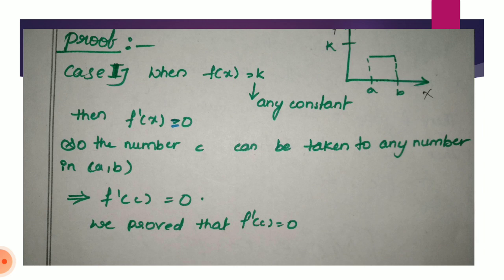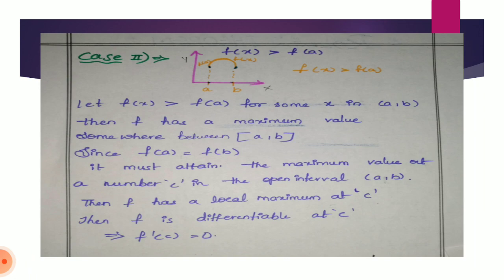Let's move to the second case, that is f(x) greater than f(a). Here we draw a diagram. Let's suppose that f(x) is greater than f(a). What does it mean? The curve has points at a and at b. Let us suppose this is f(x). We can observe this in a curve. For example, at this point, what will happen here? Here the maximum value is somewhere in between a and b.